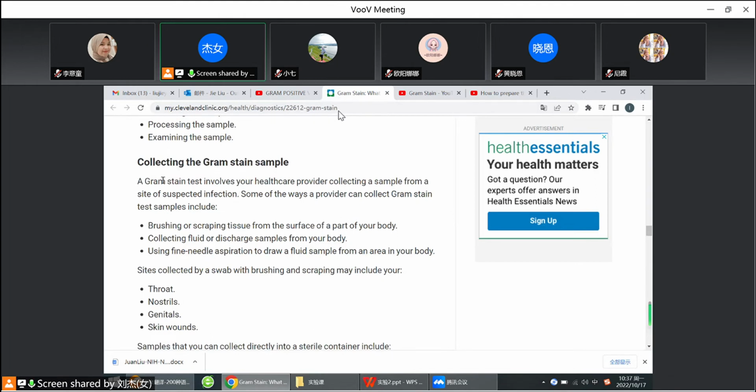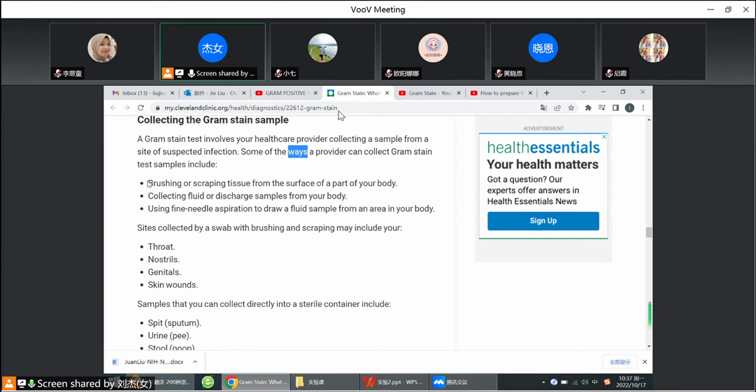A Gram stain test will need to collect a sample from the site of suspected infection. So there are some ways we can collect the sample. First is brushing or scratching tissue from the surface of a part of your body.